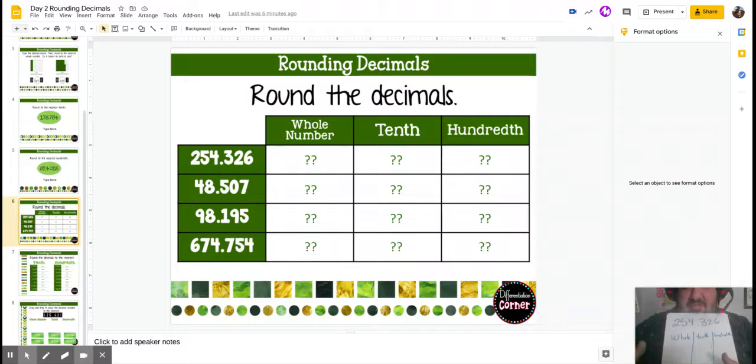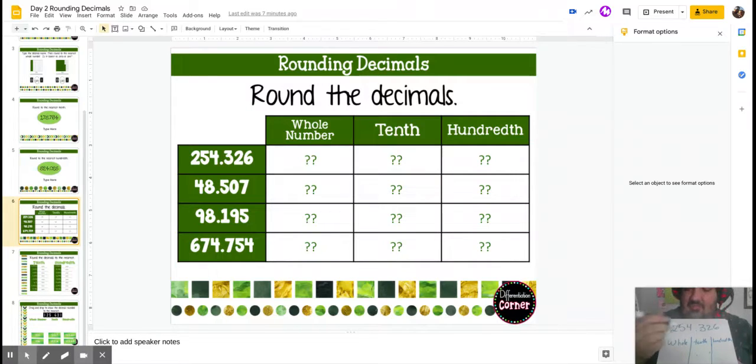We're just going to go back talking about some rounding with decimals on this chart. So the first number we're going to look at is 254 and 326 thousandths. When rounding, you've got to understand you underline the number you're rounding to and you circle the number to the right of it.